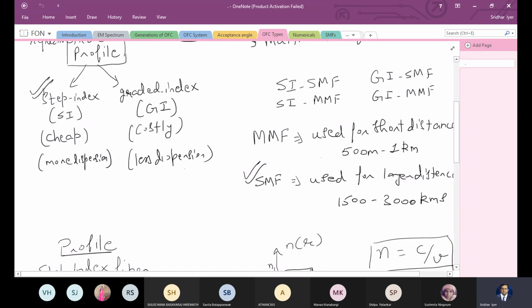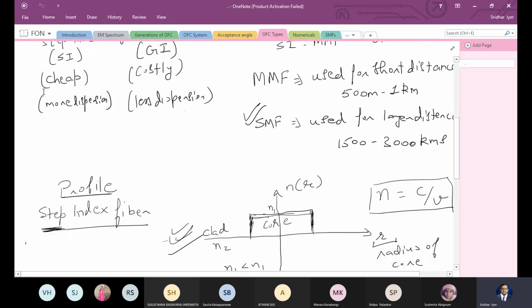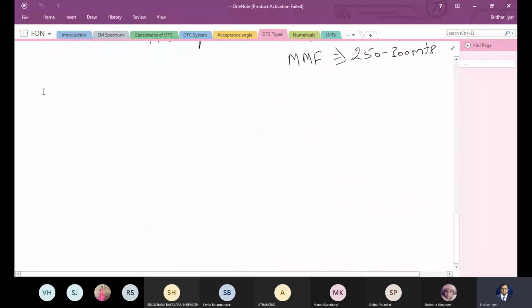A single mode fiber is going to support only one mode, as the name suggests, but it can be used for longer distances. Whereas the multi-mode fiber will have multiple modes, and it can be used only for shorter distances. There is a major disadvantage of multi-mode fiber. It is known as intermodal dispersion. That we'll be discussing in module 2.